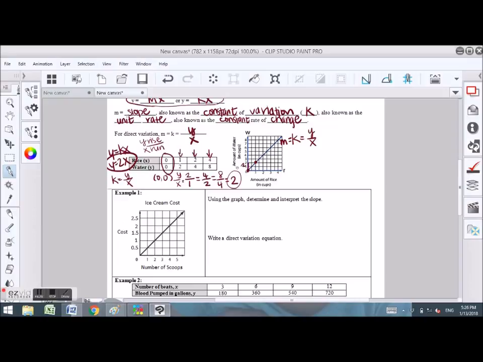So let's start from this lowest point. We're going to rise 2, and then we're going to run 1. So again, make sure you're looking at the scale. This might look like 2, but it's 1. So our rise is 2, and our run is 1. That's the same thing. m equals k equals 2. It's the same thing we got from the table. And no matter what point you picked, it would simplify down to the same thing. So if we picked 4, 8, then you would rise 8 and run 4, and you would end up with 2. So again, y equals 2x.